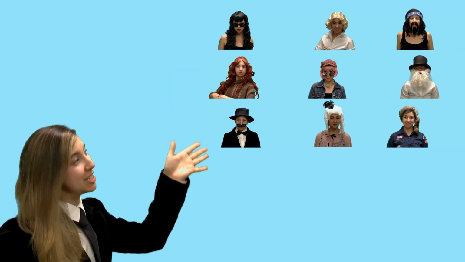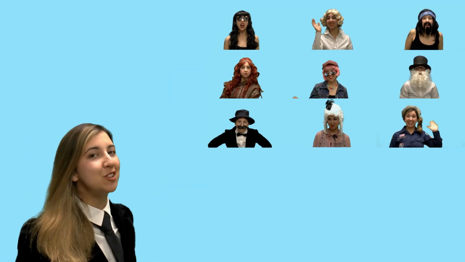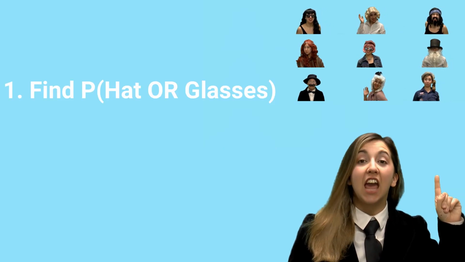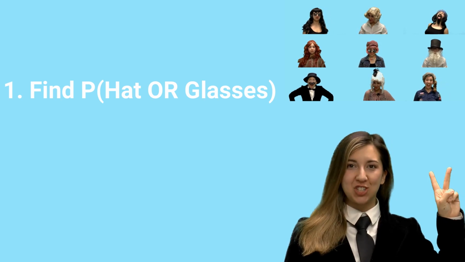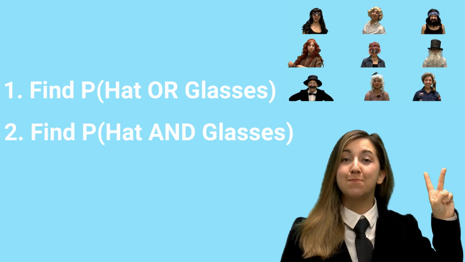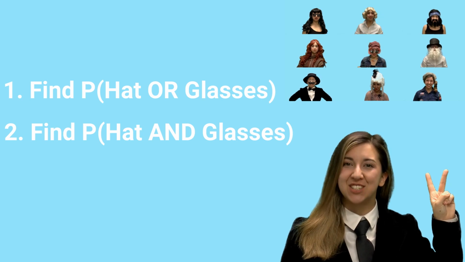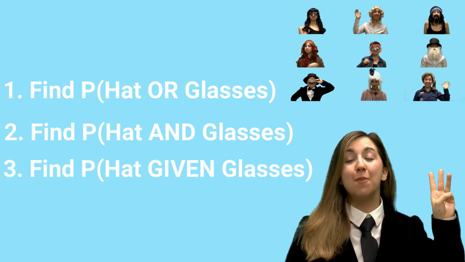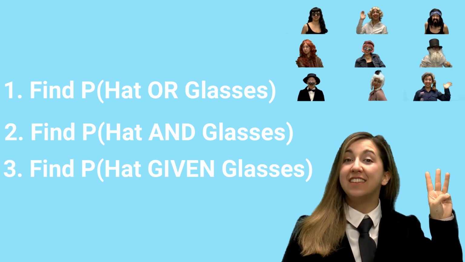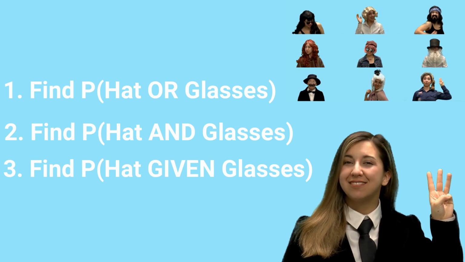Using this population seen here, I'll ask a few questions. Number 1, what is the probability a person has a hat or glasses on? Question 2, what is the probability a person has a hat and glasses on? Question 3, what is the probability a person has a hat on given they have glasses on?